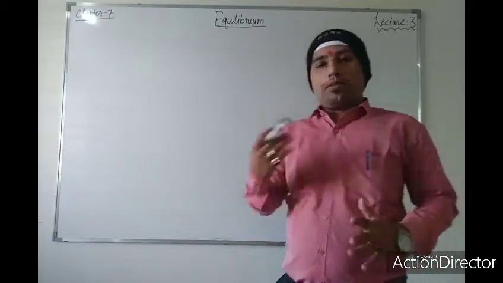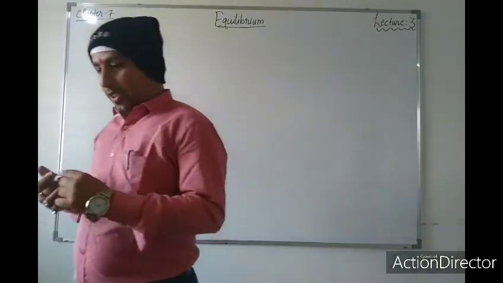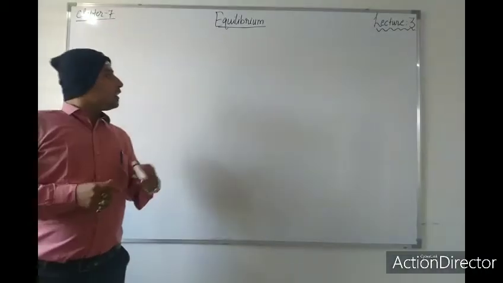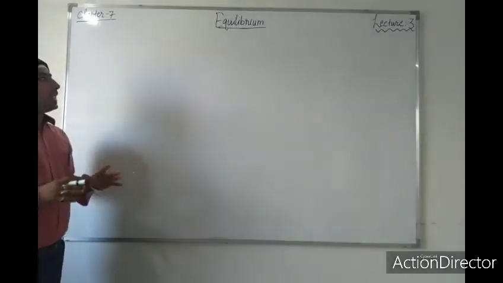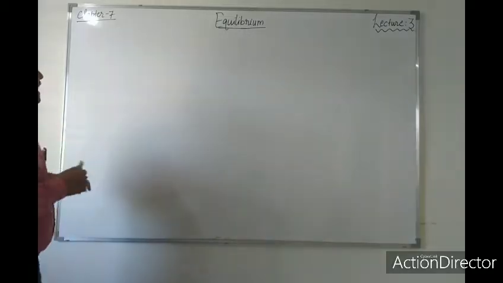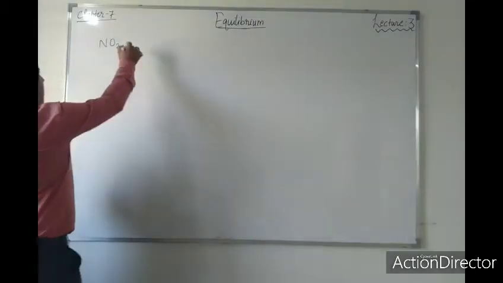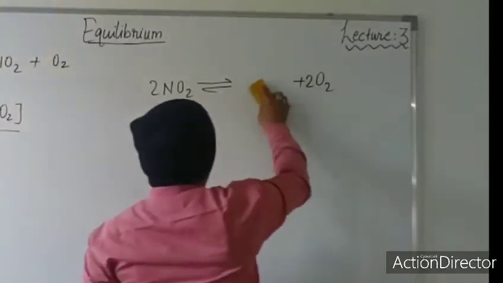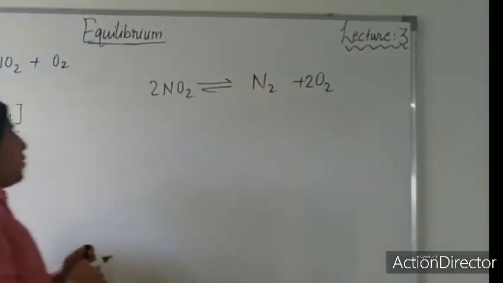So here, in the previous video, we discussed the stoichiometric reactions and how to write them. In the previous video, the last reaction was 2NO2, right? This 2NO2 converts into N2 plus 2O2. So that will be a total of 4 oxygen, 2 nitrogen and 4 oxygen. So this is a chemical reaction, a chemical equilibrium reaction.